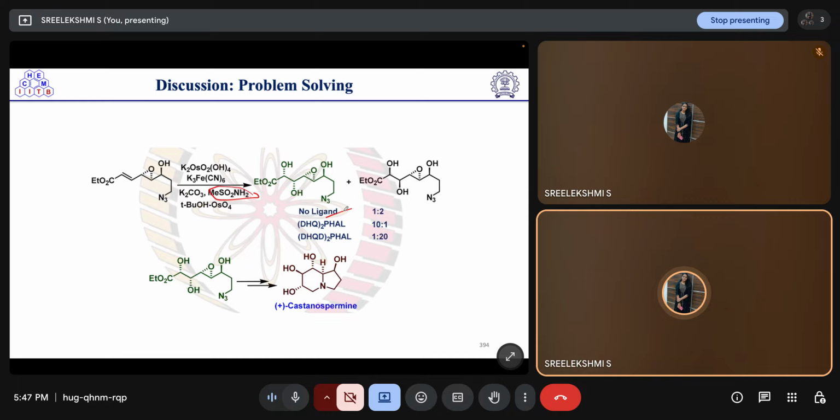So without any ligand, we are getting 1 is to 2 diastereomeric ratio of these two compounds. With this (DHQ)2PHAL, we are getting 10 is to 1, in which this is the major one, and with (DHQD)2PHAL, we are getting this one as the major one. And this is another example, used for the synthesis of this plus castanospermine.